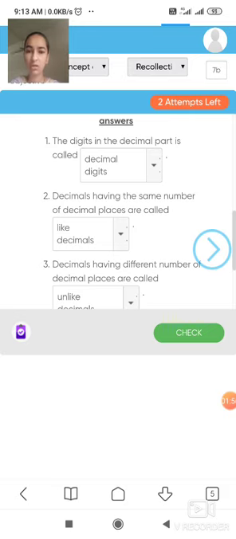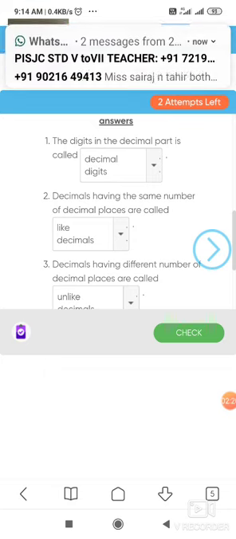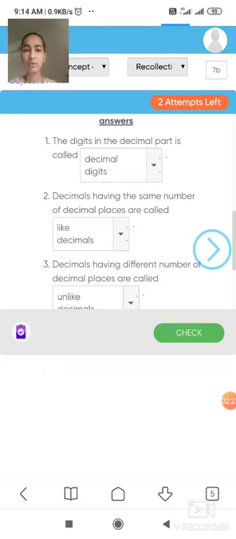We already learned this. What are like decimals, which part is called the decimal part, which part is called the whole part. After the decimal point, if the number of digits is the same, then those decimals are called like decimals. Now the third: decimals having a different number of decimal places are called unlike decimals.